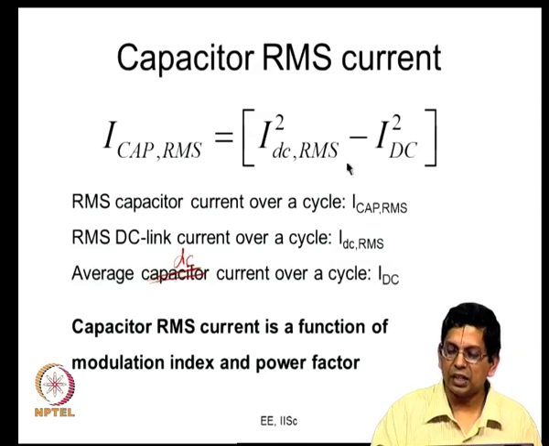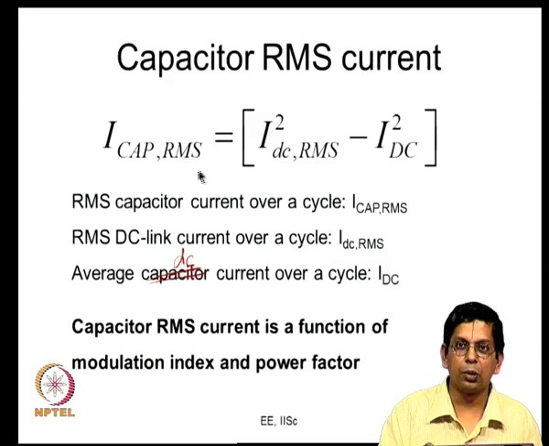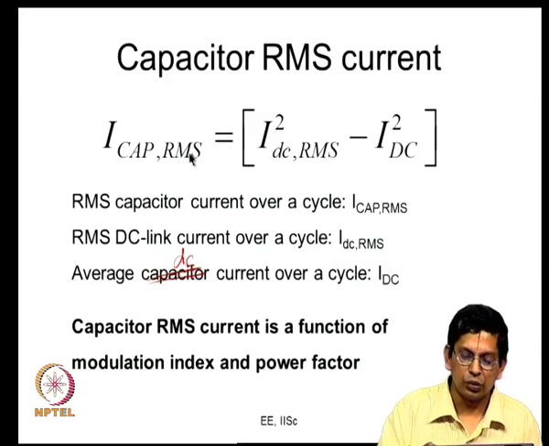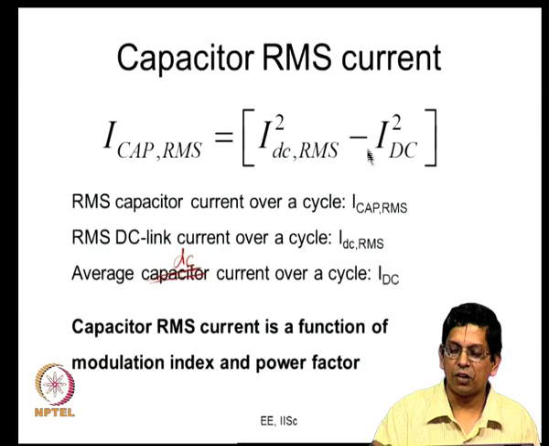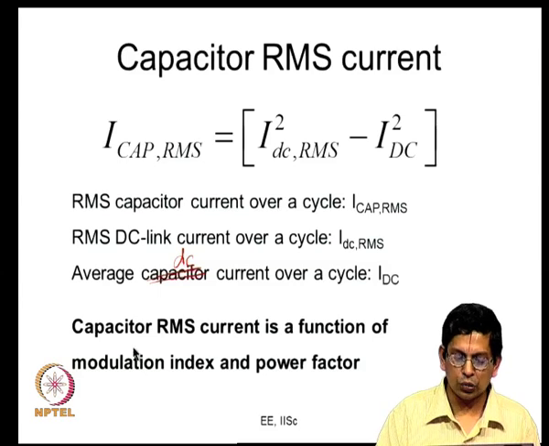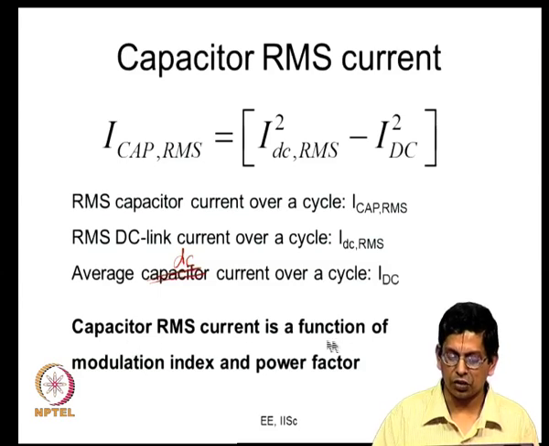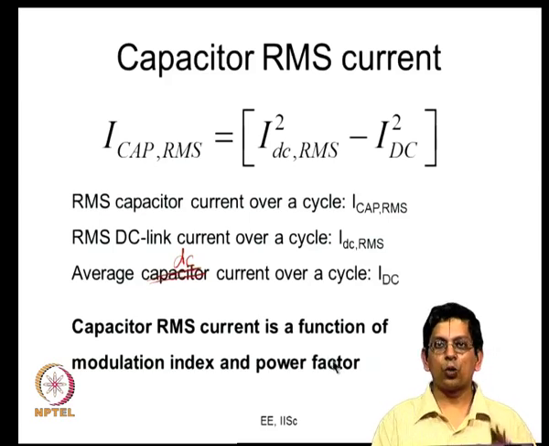Now, if you subtract IDC square from IDC RMS square, you are going to get the ripple part of it. That is the I cap RMS. So, this is going to give you your RMS current expression. You can see that both of these are functions of modulation index, load current amplitude and power factor. So, the capacitor RMS current is a function of modulation index, power factor and also the load current amplitude. So, it is possible for you to derive closed form expressions.